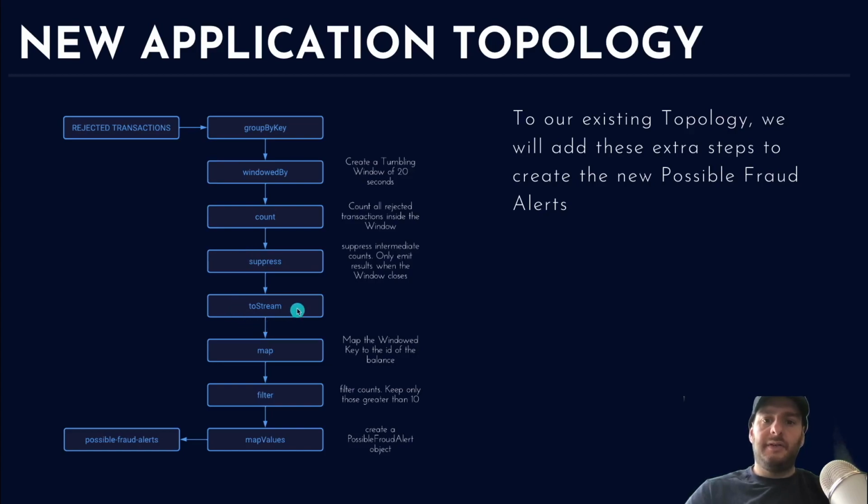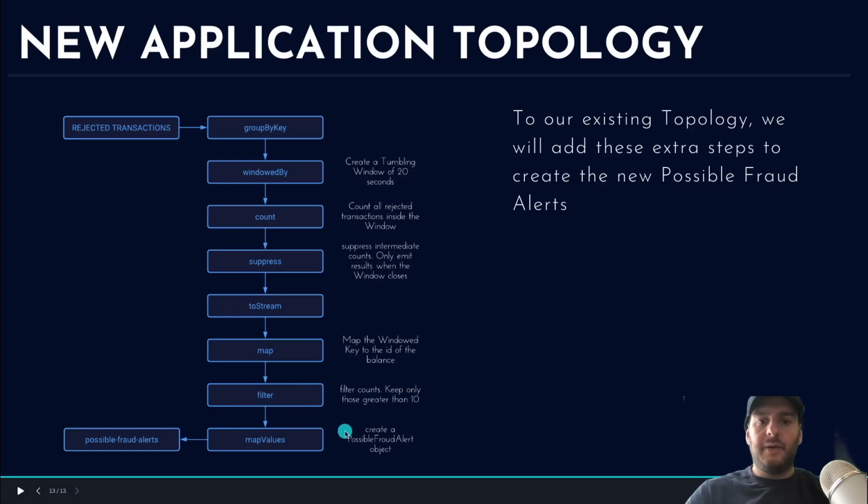Then we turn this into a stream so that we can emit all the events of window closing with the count for each window. And then we have to do a map to transform the key, because the key has also window elements, like the time of start and end for this window. But we don't care about that. Then we're going to filter all the times in which the count is greater than 10. And with all the events that have a count greater than 10, we're going to be mapping them into a possible fraud alert, and we're going to stream them into the possible fraud alert topic.